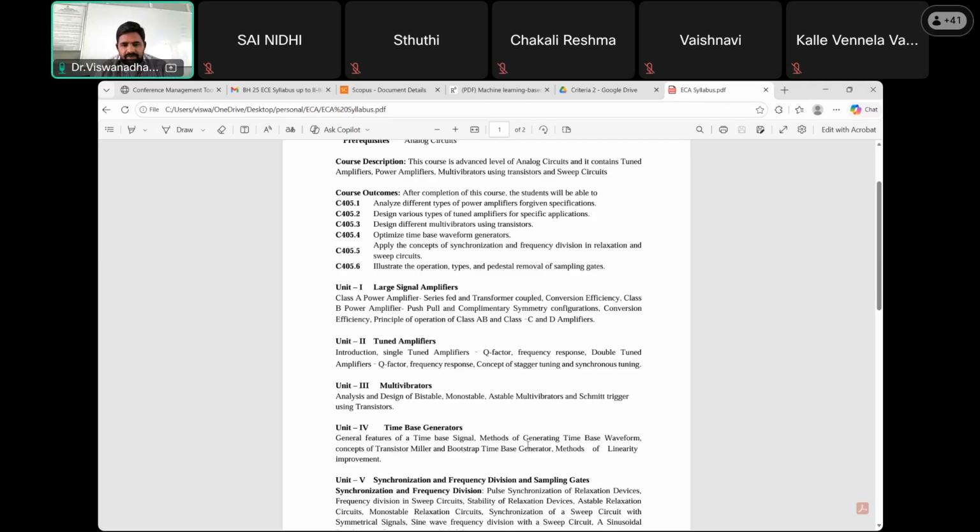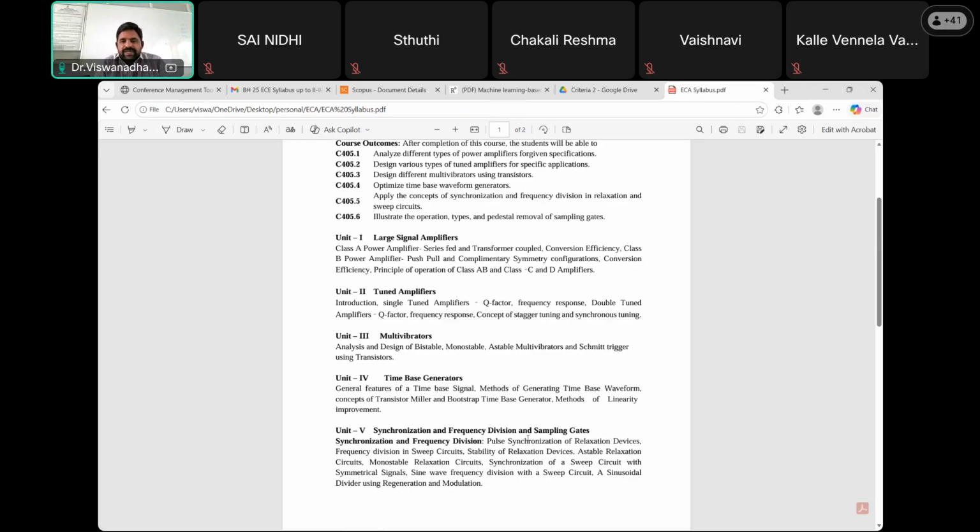Then just move on to the fourth unit, which is time-base generators. So the introduction of time-base generators we have already discussed together. General features of time-base signals and methods of generating time-base waveform. Any 6 or 7 methods, right?